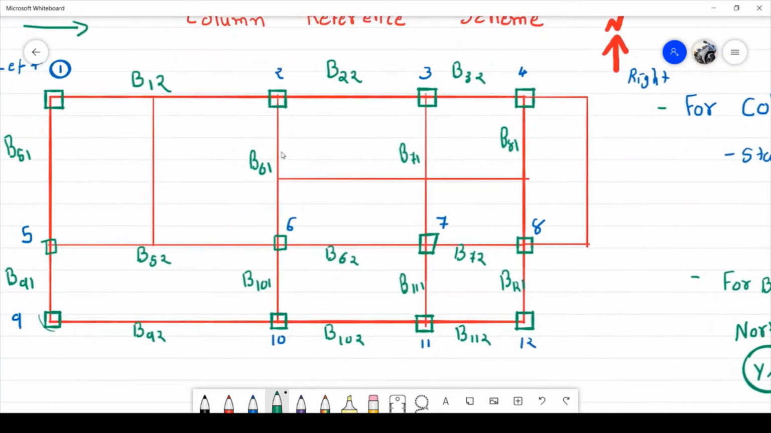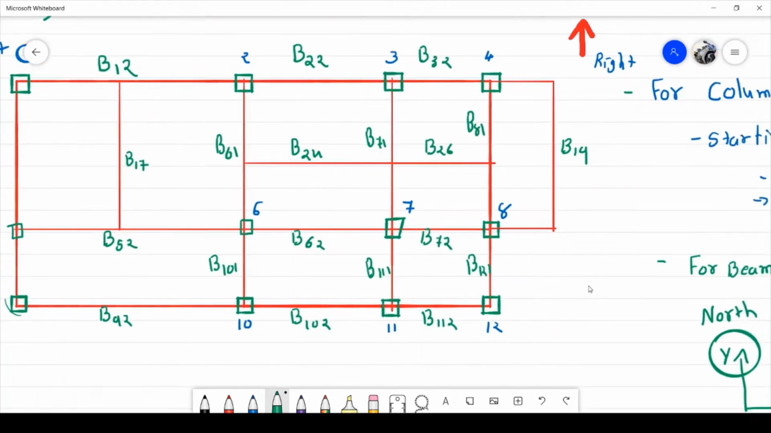Okay, so we are going to name the secondary beam. First is the X direction. X direction is an even number, so I can see B24, B26. Okay, there is a Y direction, odd number, B17, and here is B19. The last ones are secondary beams, but these two are cantilever beams. Now we are going for the cantilever beam.